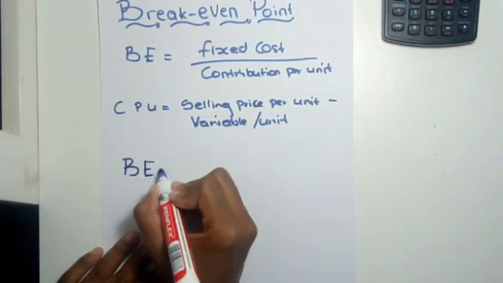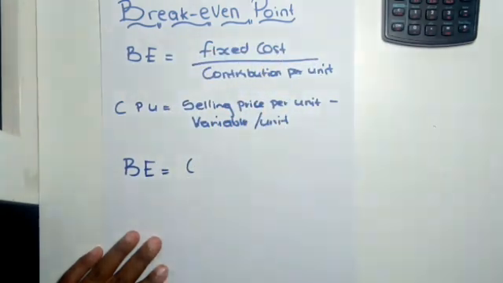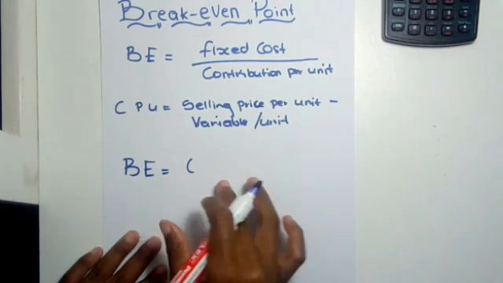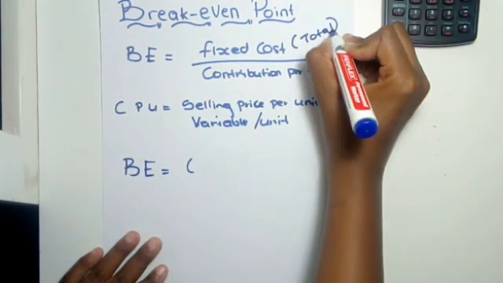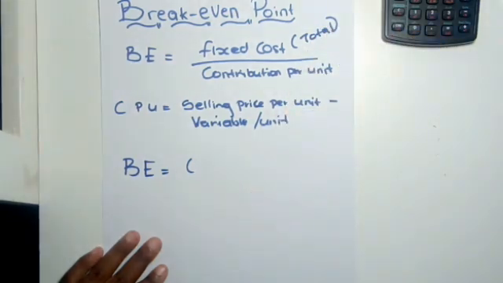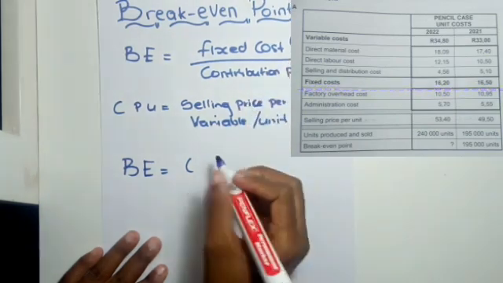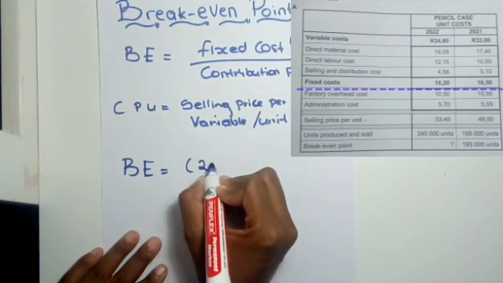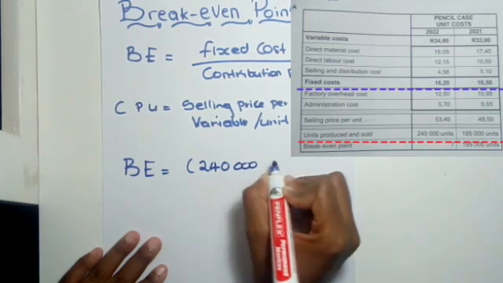Break-even point is equals to fixed cost. To get our fixed cost, like we said, because they have given it to us per unit, we just have to make it a full amount. It has to be a total fixed cost. So make sure that whatever you do with the fixed cost, it has to always be a total. So if they have given it to you per unit, like they have done in this case, you will have to go and multiply it with the units that were produced that year.